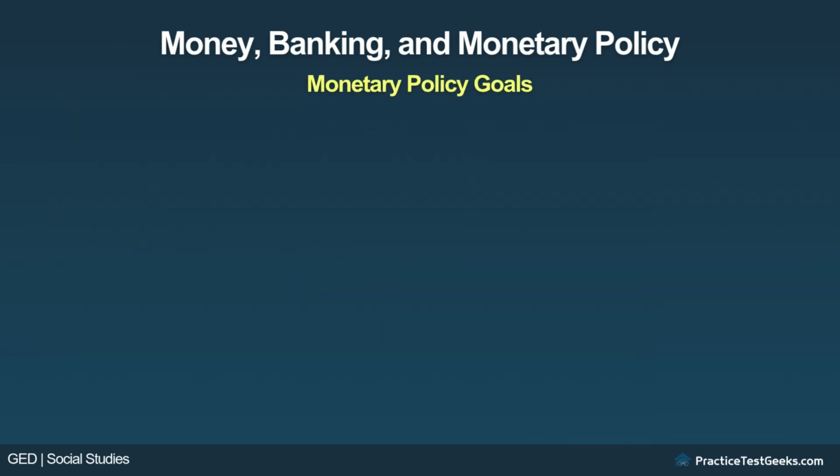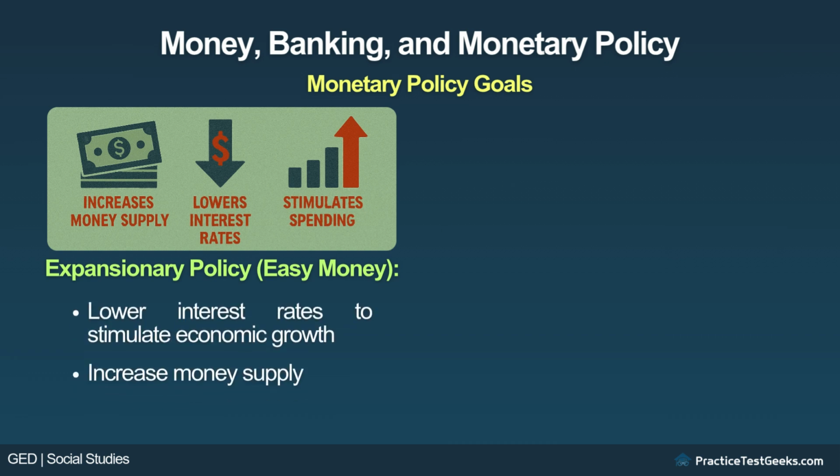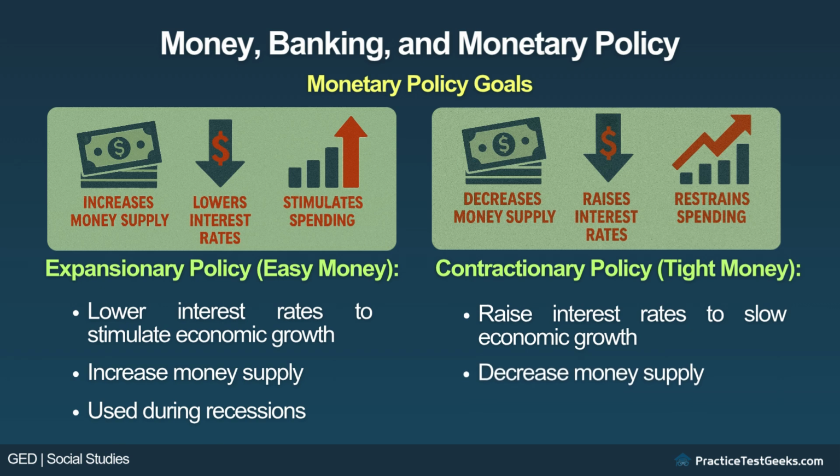Monetary policy goals. With these tools, the Fed carries out monetary policy, which has two main types. Expansionary policy, easy money. When the economy is slow or in a recession, the Fed may lower interest rates and increase the money supply to encourage borrowing, spending, and investment. Contractionary policy, tight money. On the other hand, when inflation is too high, the Fed may raise interest rates and reduce the money supply to slow down spending and stabilize prices.